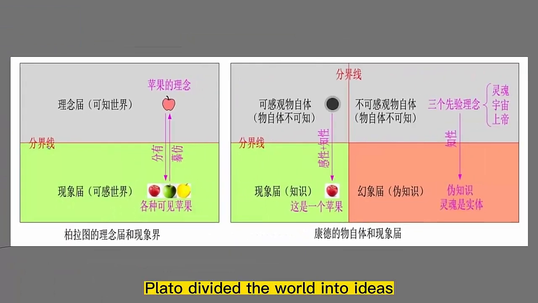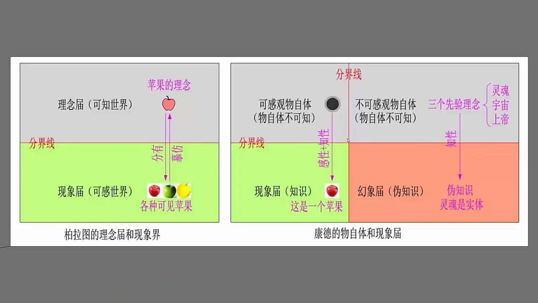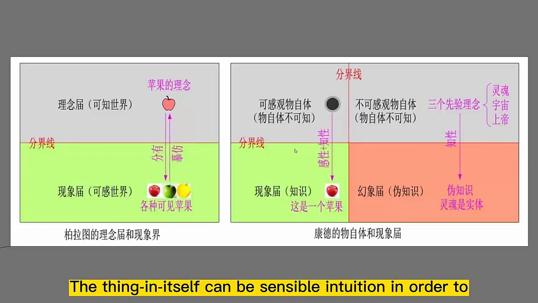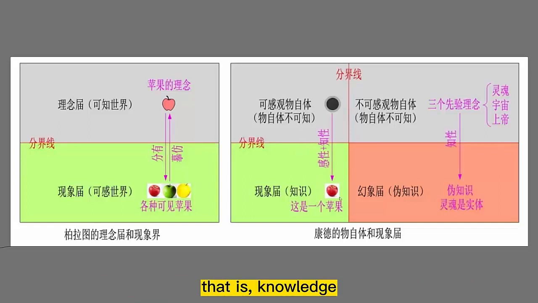Plato divided the world into ideas and phenomenal worlds, and both can be known. Kant divided the world into 2 divisions, the first dividing itself into the thing in itself and the phenomenal worlds, and the second dividing thing in itself. The thing in itself can be sensible intuition in order to stimulate the production of phenomena, that is, knowledge. The thing in itself is unknowable, and the phenomenon can be known. The unsensible thing in itself can only produce pseudo-knowledge, which is an illusion.